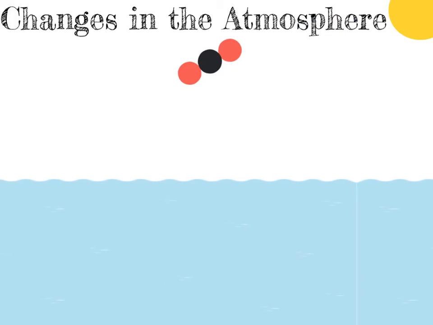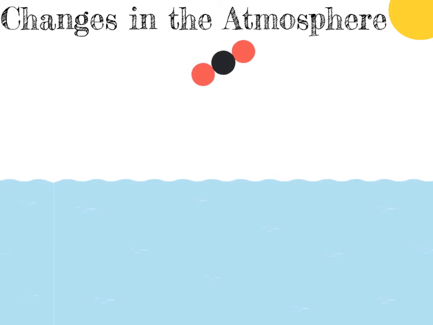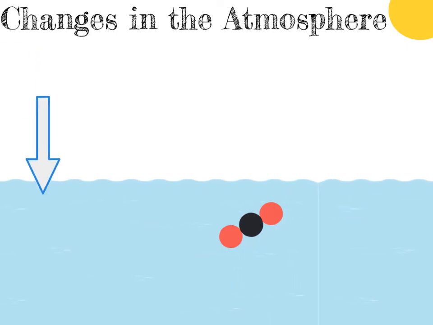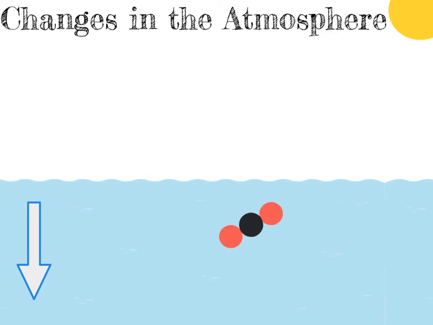Okay, so now that we've got oceans, we can start to consider what happened to all of the carbon dioxide that was in the atmosphere. One of the things that happened was that some of the carbon dioxide dissolved into the oceans. And carbon dioxide dissolves better at cooler temperatures, so as the Earth continued to cool down, more and more carbon dioxide dissolved into the oceans.